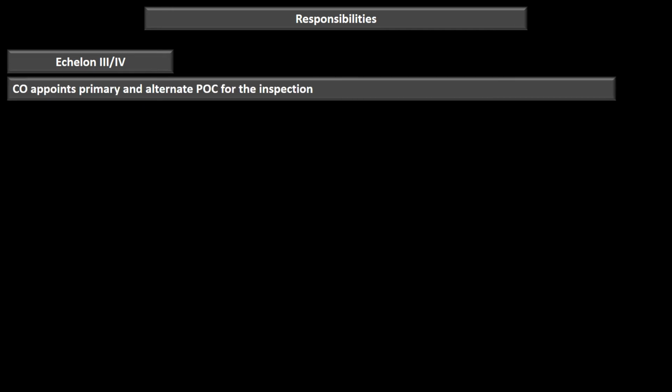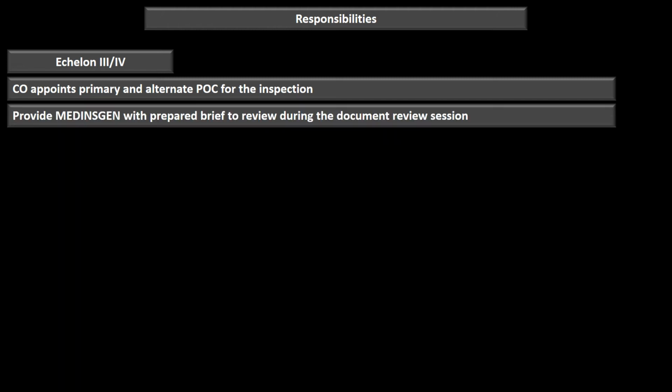Our Echelon 3/4 responsibilities. So this is where 3 and 4 kind of get together a little bit when it comes to responsibilities. Well, their respective commanding officers have to have a primary and an alternate point of contact for the MEDIG inspection program. They're going to provide the Med Inspector General a prepared brief to review during document review session. So there's a part of the inspection program where they're reviewing the documents, and they have to have a brief prepared for that. And they have to put together focus groups.